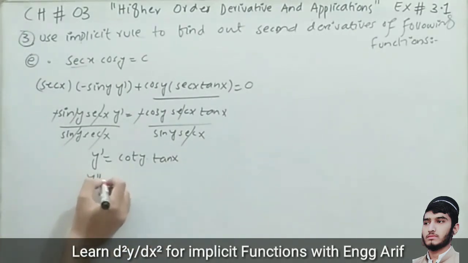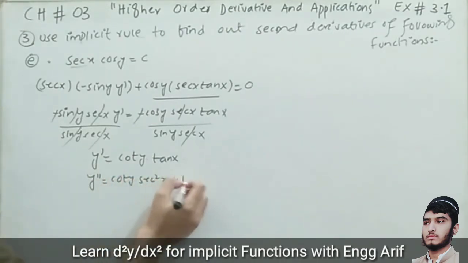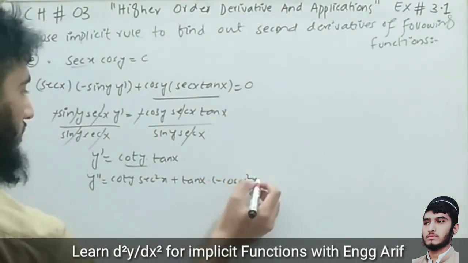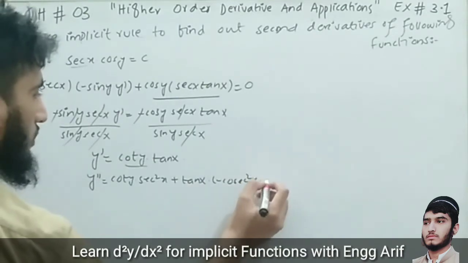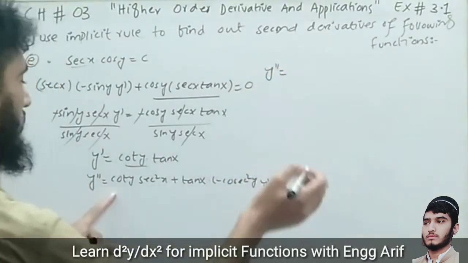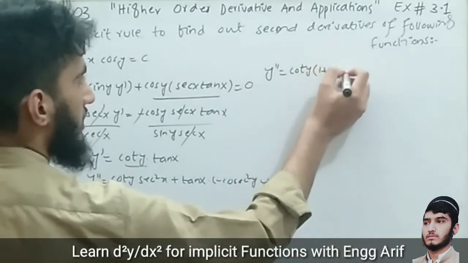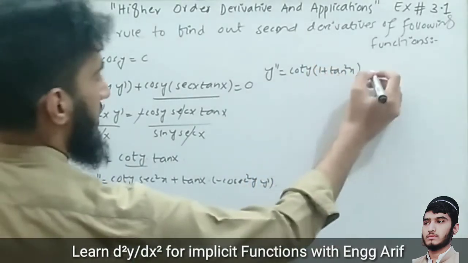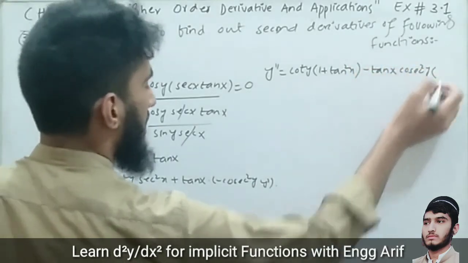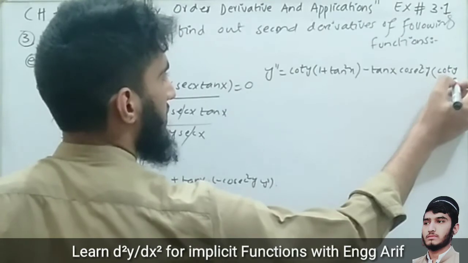For the second time derivative we will use the product rule. First function cotangent y, times the derivative of the second function, which is secant square x, plus the second function tangent x, times the derivative of the first function, which is negative cosecant square y, and the derivative of the inner function will be y dash. Now after this, y double dash will be equal to cotangent y into secant square x, which is 1 plus tangent square x, actually this is a formula, plus tangent x and minus, it will give us minus tangent x cosecant square y, and y dash is cotangent y and tangent x.